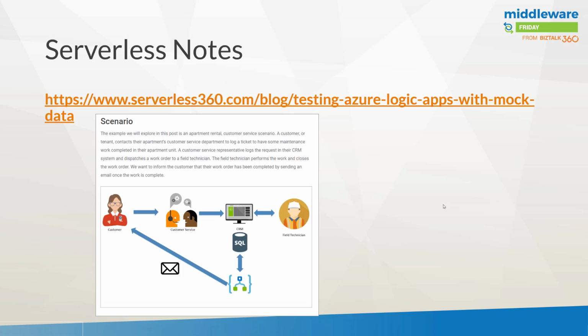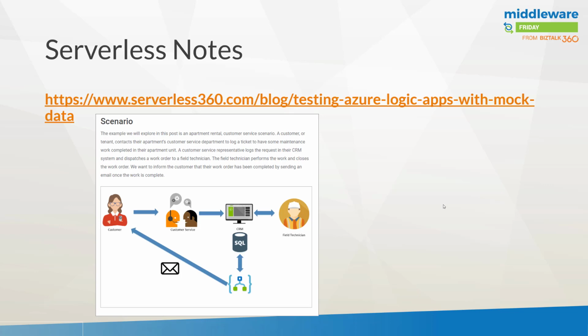This content was featured recently on a blog post that I put on Serverless 360, where I walked through a different scenario of a customer service interaction that would occur with someone who is perhaps renting an apartment and wants to call customer service. Behind customer service is a CRM, and within the CRM there's some sort of database where customer information is stored. Once the work order gets assigned to a field technician, they work on it and complete it, the database is updated, and you want to be able to send an email to the tenant indicating that the work order is now complete.